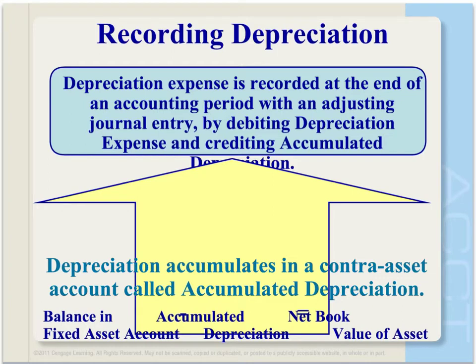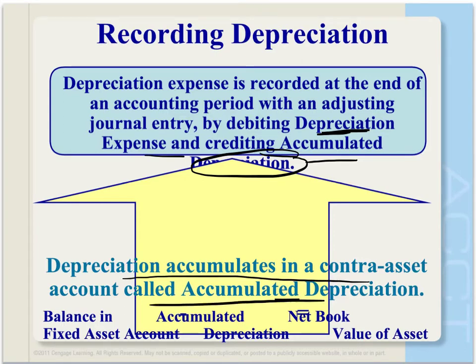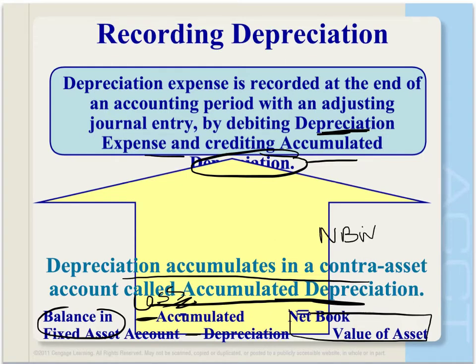That is a debit to depreciation expense and a credit to accumulated depreciation. Remember that depreciation accumulates in the contra asset account called accumulated depreciation. The presentation of that is the balance of the fixed asset account less accumulated depreciation, which gives us what we call net book value, or NBV as it is sometimes referred to.